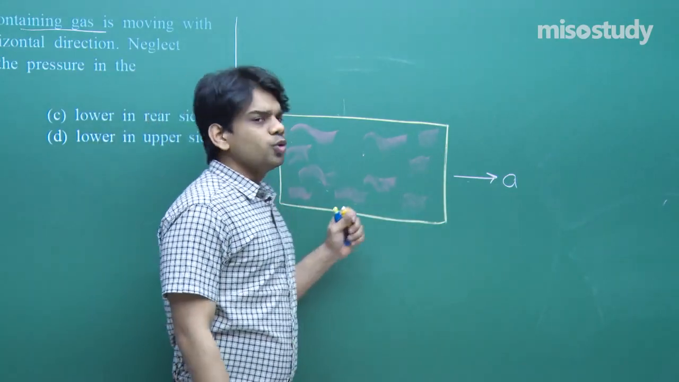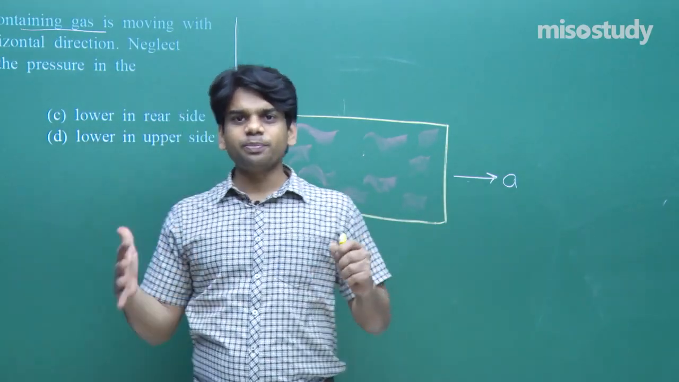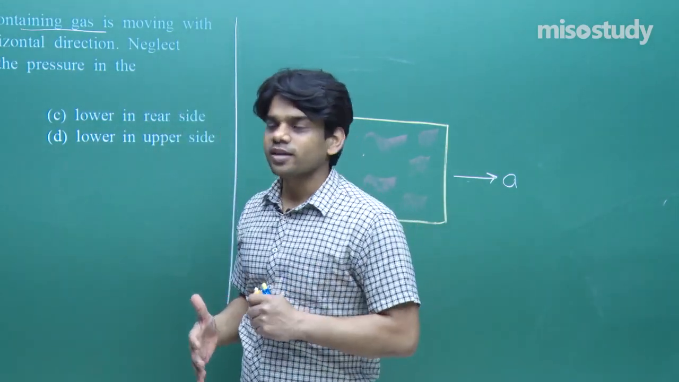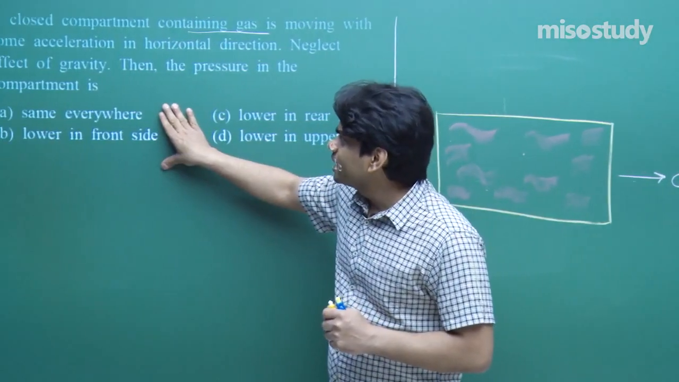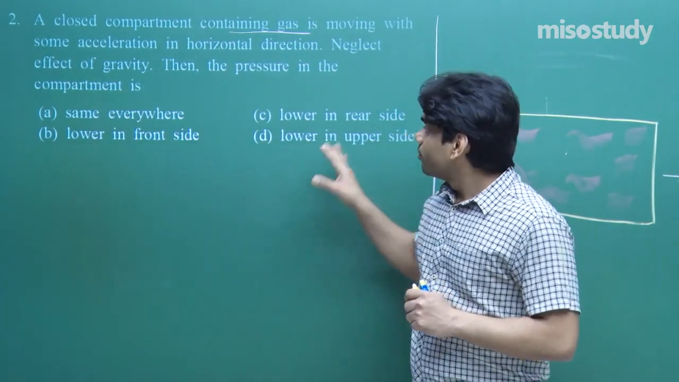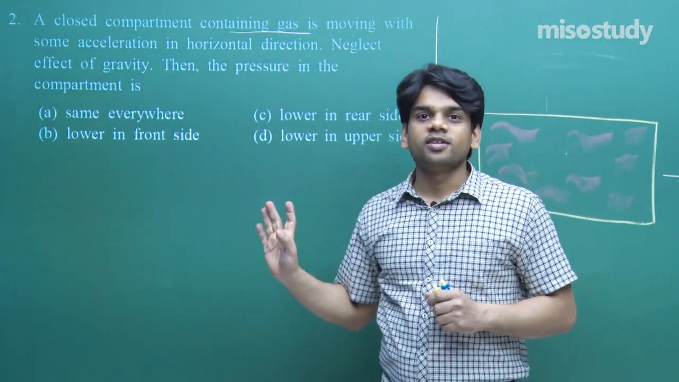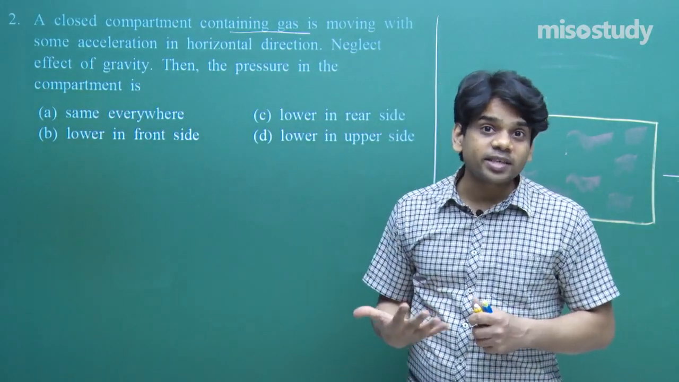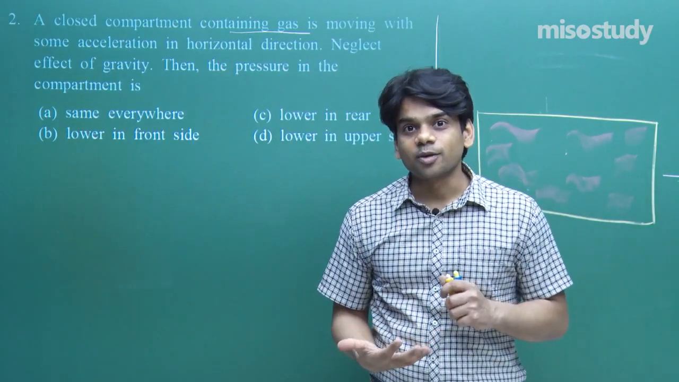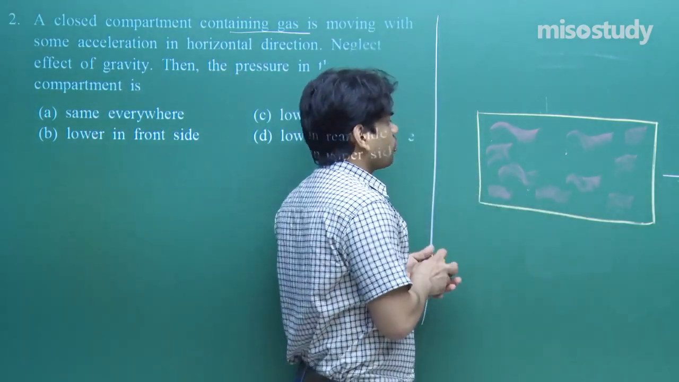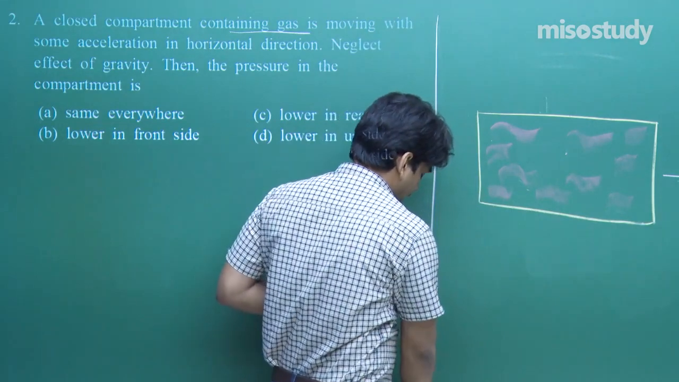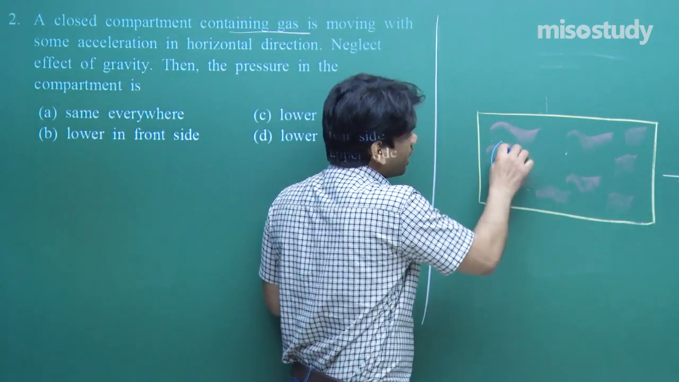Now it's required to know how to differentiate pressure at various positions in this container. Whether the pressure is same everywhere, whether it's lower in the rear side or lower in the front side or lower in the upper side. So we need to find out, is the pressure same everywhere or is it different at any other point. Now to do such a question, what we can do is take any part.